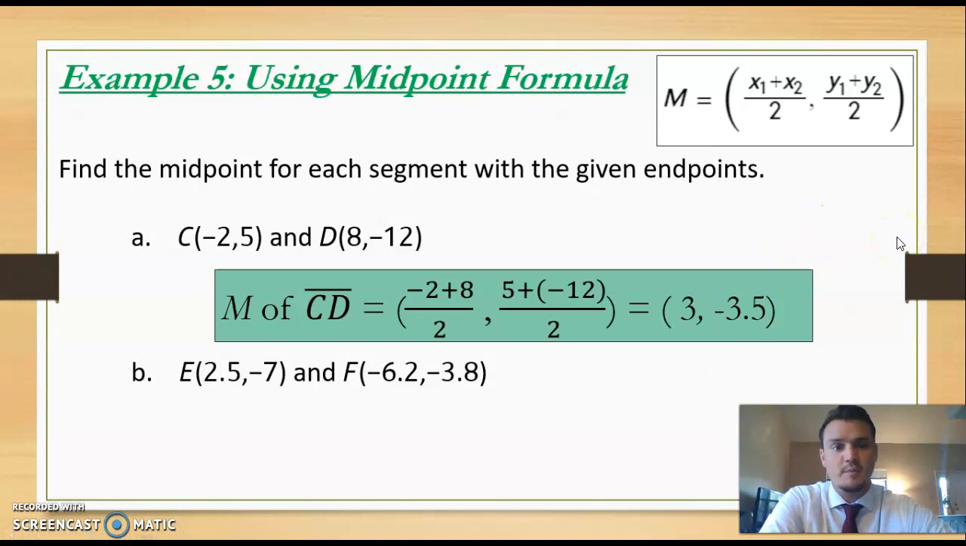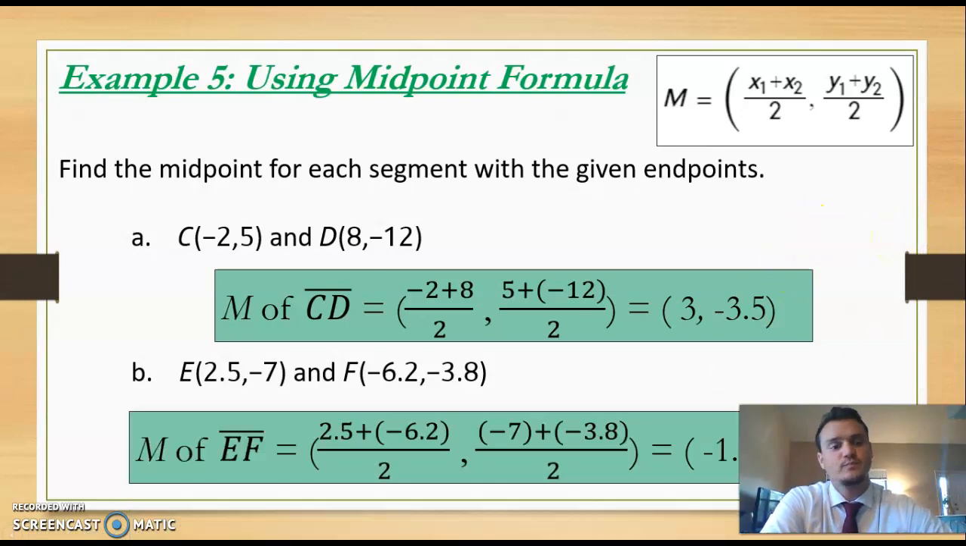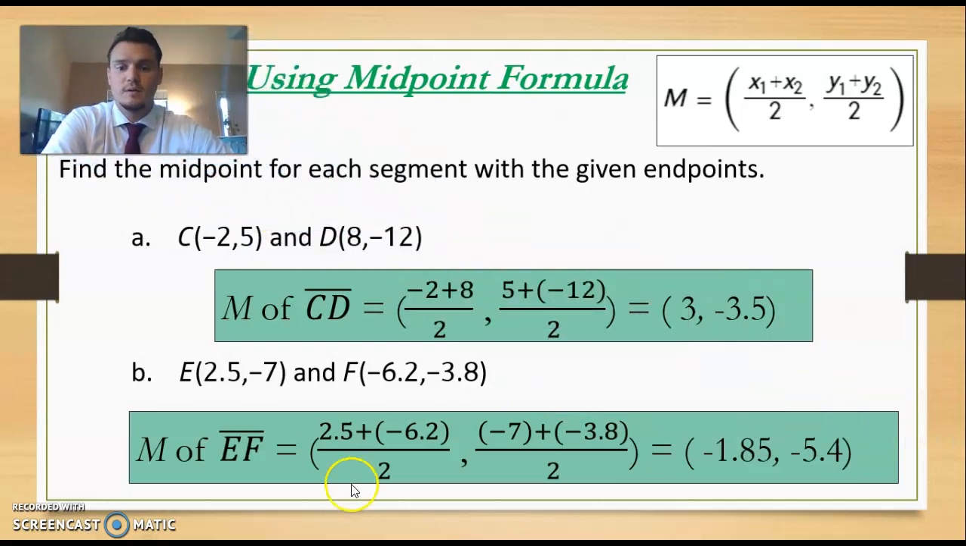Same thing for part B of this example. If we want to figure out what the midpoint of E to F is, we would take our x's, add them together, because that's what the formula says up here, divided by 2, and I should get my x coordinate of negative 1.85. And then you do the same thing for your y's. Negative 7 plus a negative 3.8 is negative 10.8. Divided by 2 is negative 5.4.